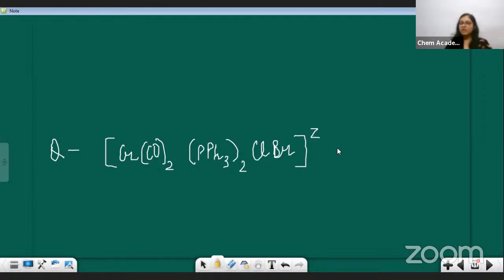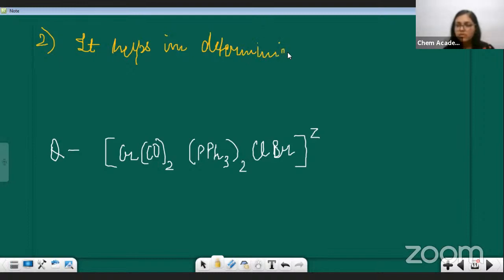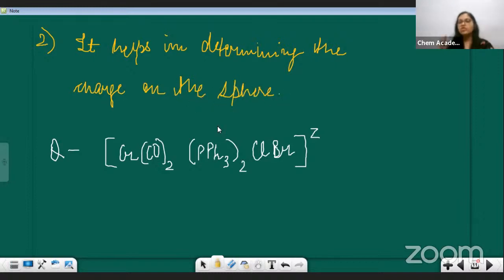Now coming to the second application of the 18 electron rule, how do we do it? Under the second application, it also helps us determine the charge on the sphere. It also helps in determining what charge the sphere holds.